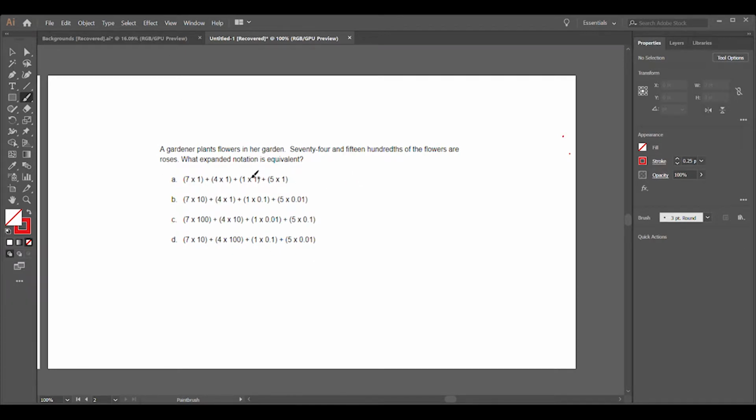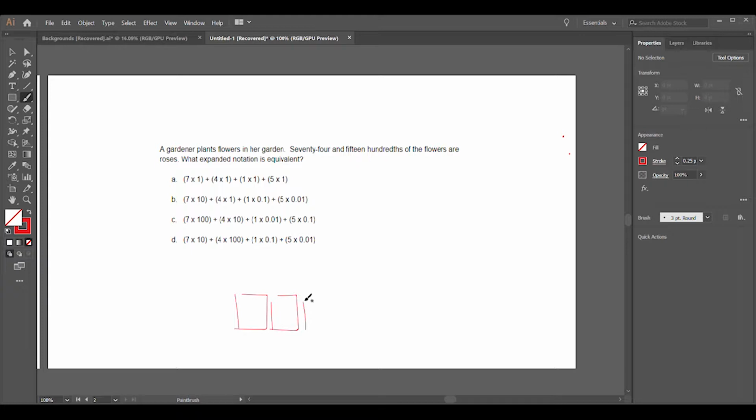I know it looks kind of complicated because you got all these hundreds and zeros here and your eyes kind of go everywhere. But let's just think about what it's saying. What expanded notation is equivalent? So basically here they're just asking us for place value. So they just want to know that we understand place value. So let's make some place value boxes here just to use as an example.